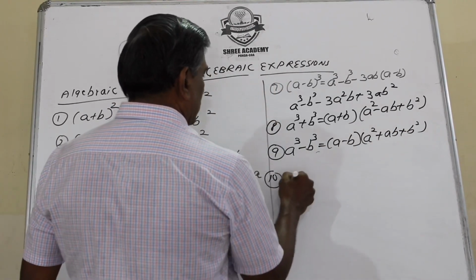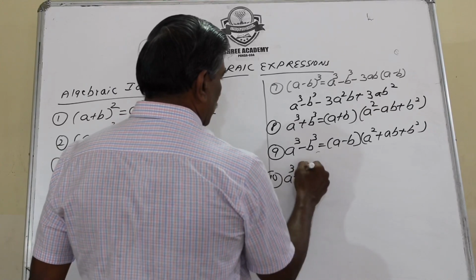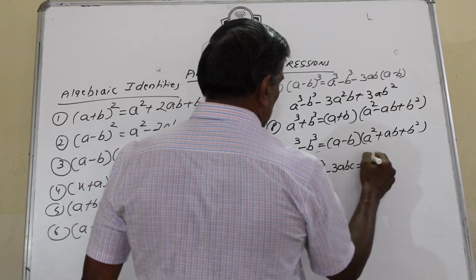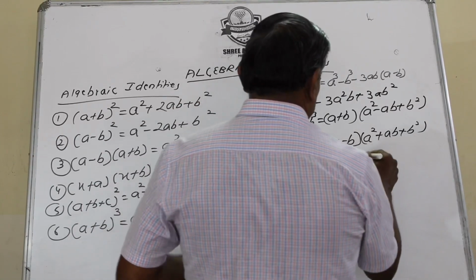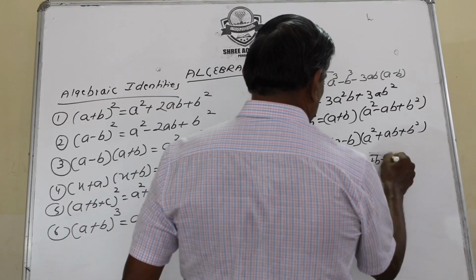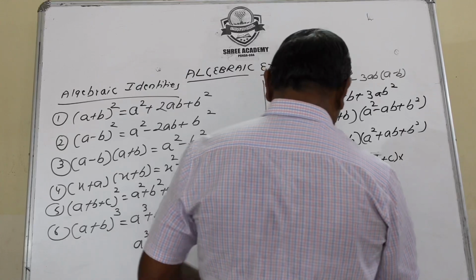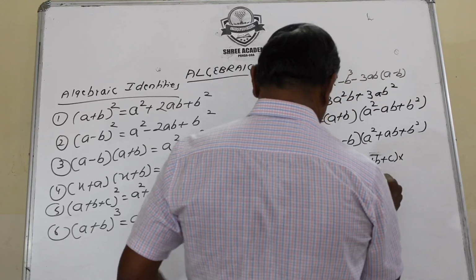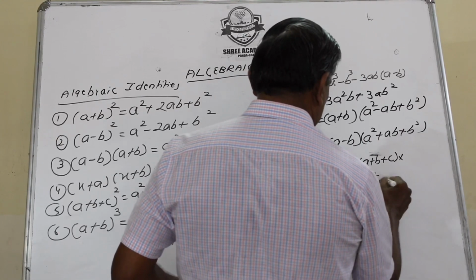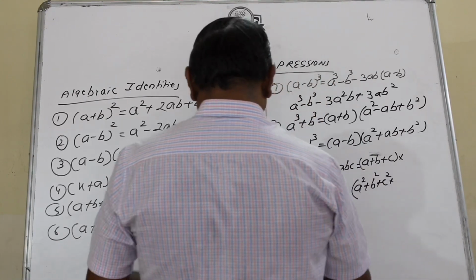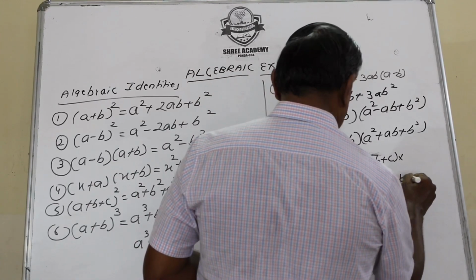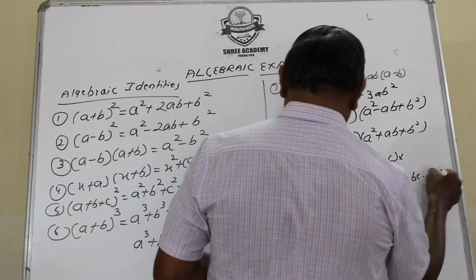And the 10th one is a cube plus b cube plus c cube minus 3abc is equal to a plus b plus c into brackets, a square plus b square plus c square minus ab minus bc minus ca.